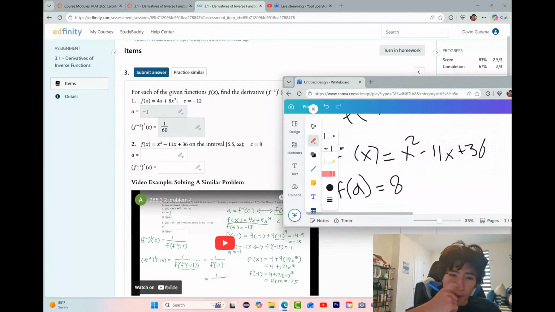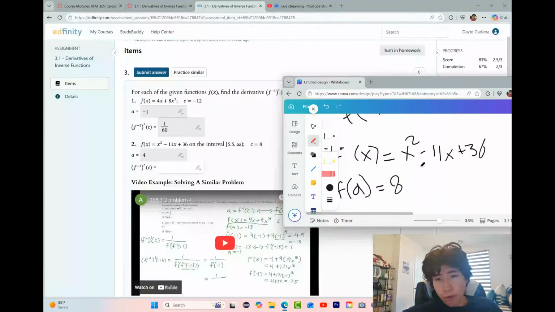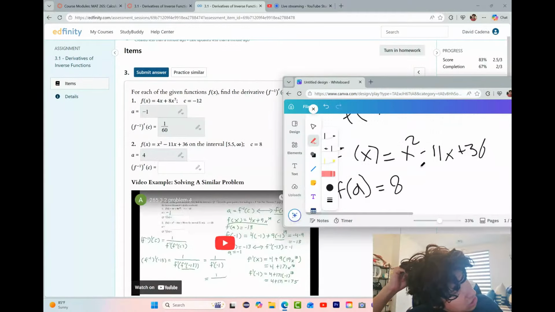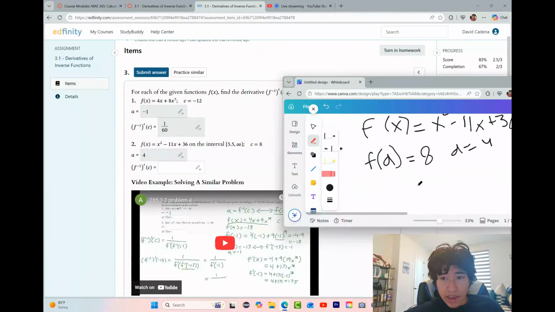Oh, I see. We have a pattern. So it's probably going to be a equals 4, because 4 squared is 16. 16 minus 44. That's going to be negative 28. And negative 28 plus 36 is 8. Awesome. So A equals 4. Perfect.